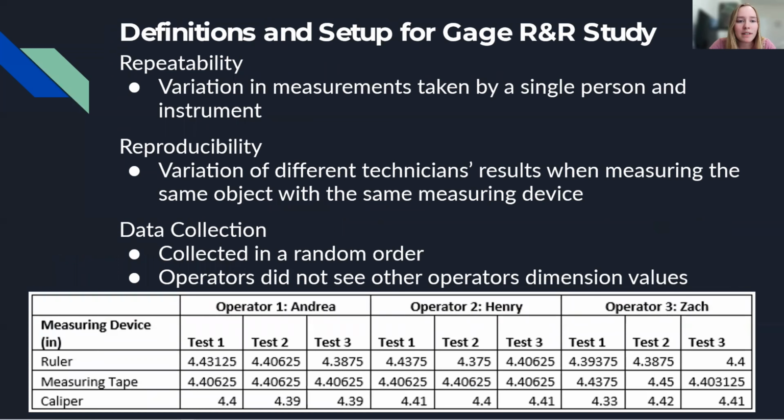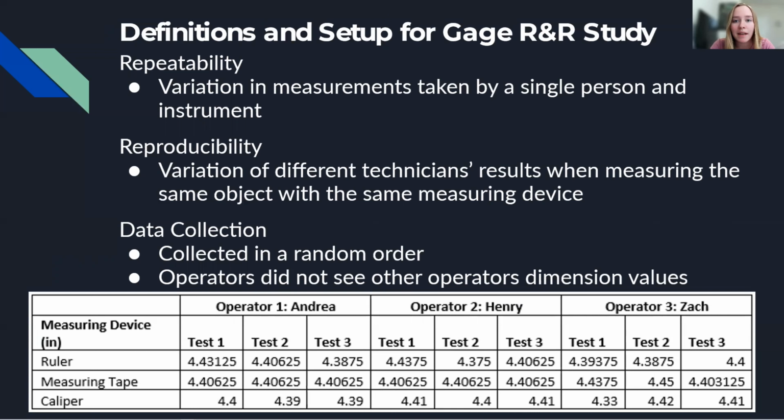So here are some important definitions and the setup of our gauge R&R. Repeatability is the variation in measurements taken by a single person and instrument, and reproducibility is the variation of different technicians' results when measuring the same object with the same measuring device. We want to see if it is possible to get repeated results of dimensions for varying operators and instruments. That's the purpose of our study.